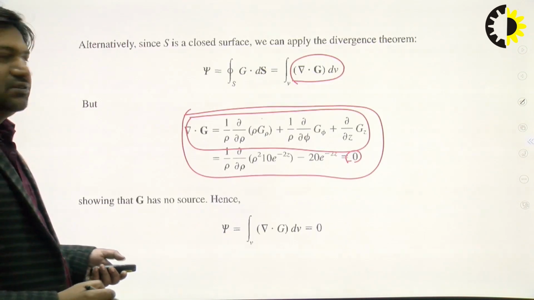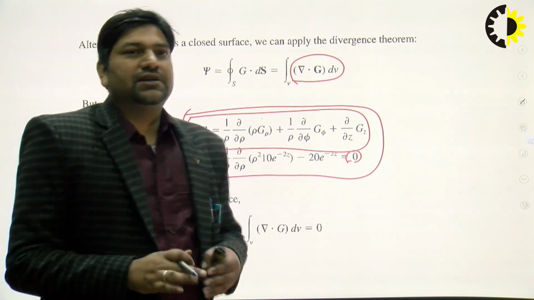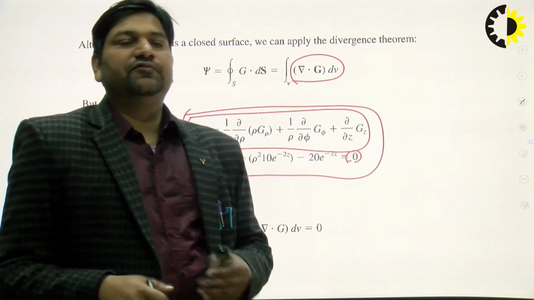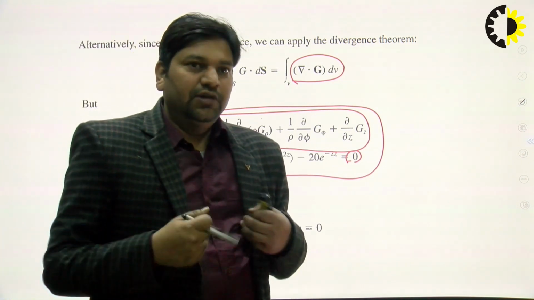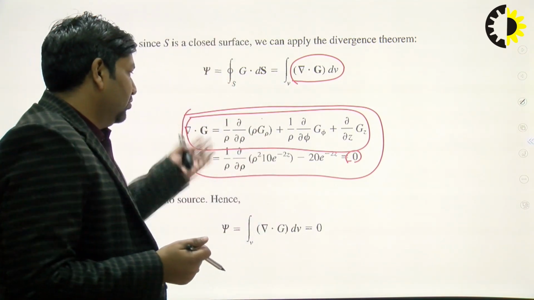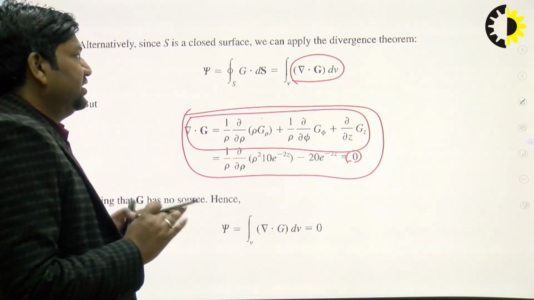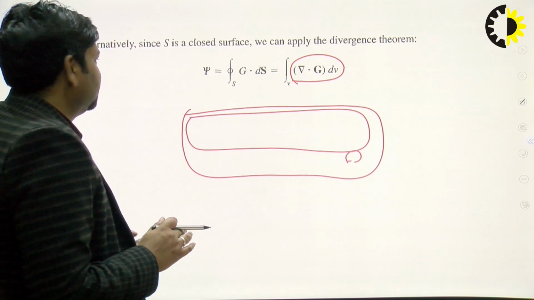So this is verified in both cases: whether we calculate the total outward flux of G dot dS, or use the volume integral of del dot G dv, the total outward flux is 0. So we can say the Gauss divergence theorem is verified by this question. Thank you.